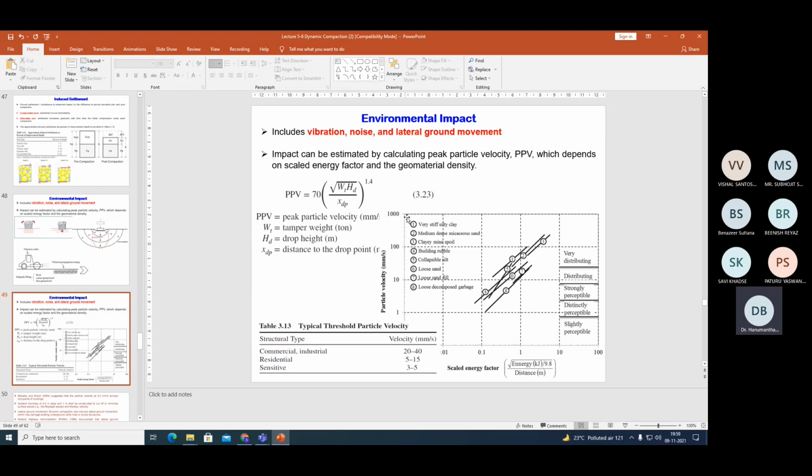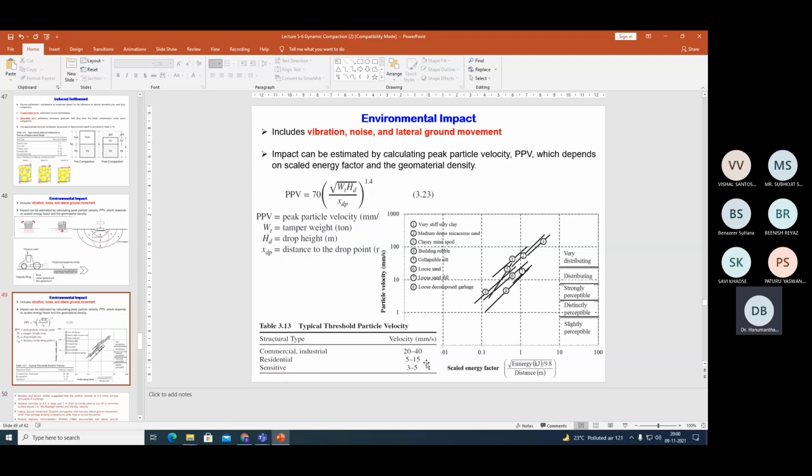Depending upon the amount of energy that you are going to apply, it gives what would be the velocity of the soil or the velocity of the wave that is passing through. If the velocity exceeds a certain value, then it could cause damage to the adjacent structure. So they have given some threshold peak particle velocities. When you are dealing with deep dynamic compaction in commercial or industrial areas, the peak particle velocity should not exceed 20 to 40 millimeter per second. If it is residential, it should not exceed 5 to 15. If it is a sensitive area, 3 to 5.